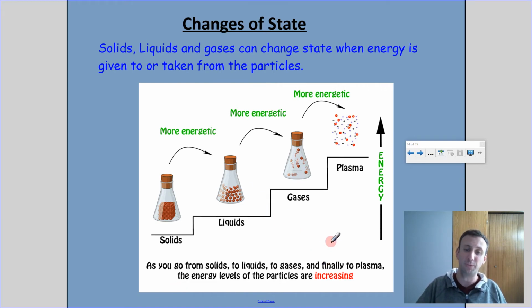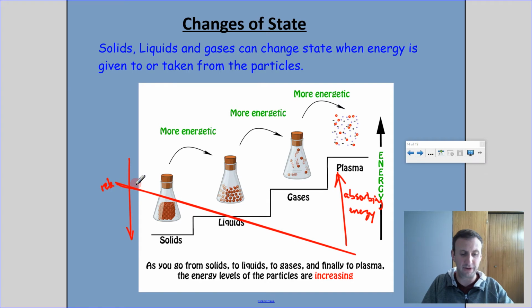So as I go from solid to liquid to gas, I am absorbing energy. I'm putting in energy. You'll learn in Science 9 that we call this an endothermic process, which means energy is going in. When I'm going down the states, so I'm going gas to liquid or liquid to solid, if I'm going down in energy by going to a lower energy state, then this is releasing energy. It's letting energy out.